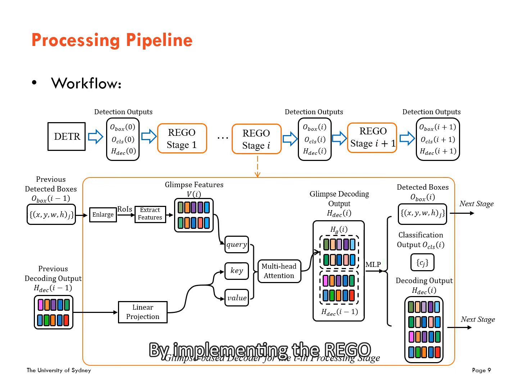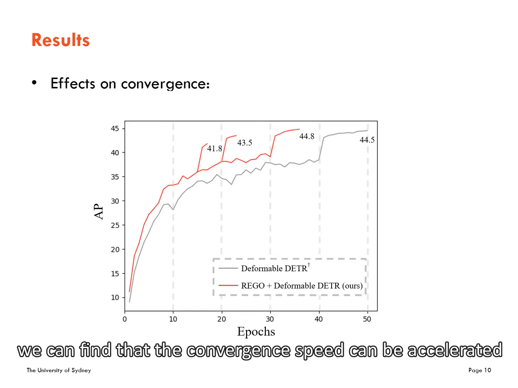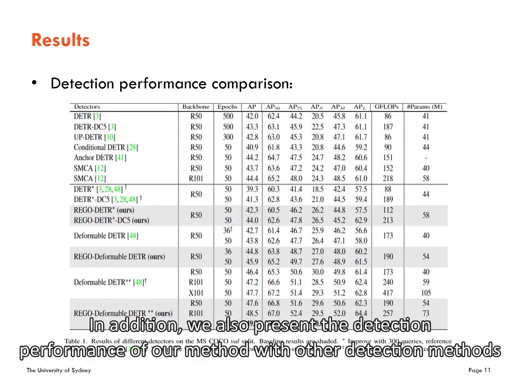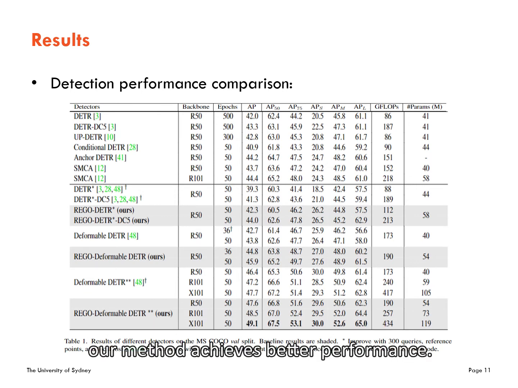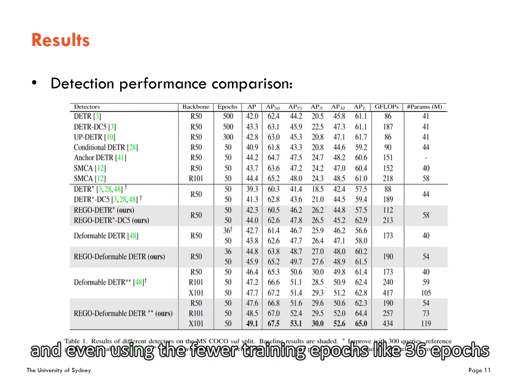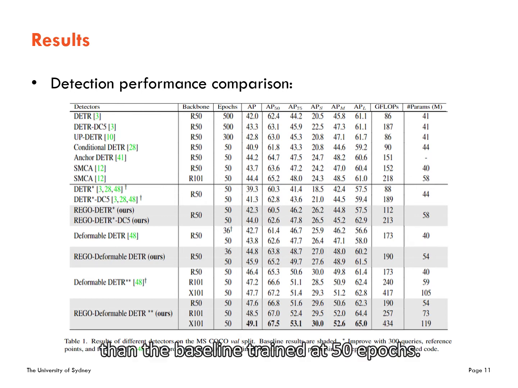By implementing the REGO, we can find that the convergence speed can be accelerated. In addition, we also present the detection performance of our method with other detection methods. We can find that using the same backbone and same training epochs, our method achieves better performance. And even using fewer training epochs, like 36 epochs, our method achieves comparable and even better performance than the baseline trained at 50 epochs.